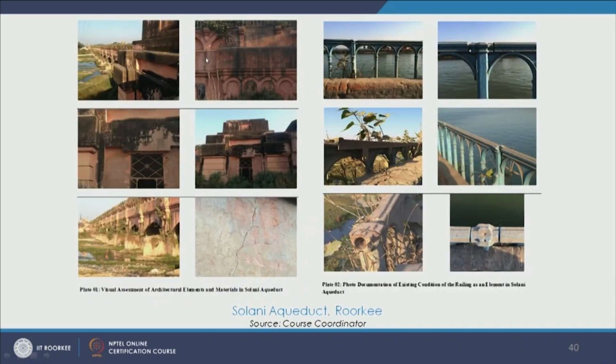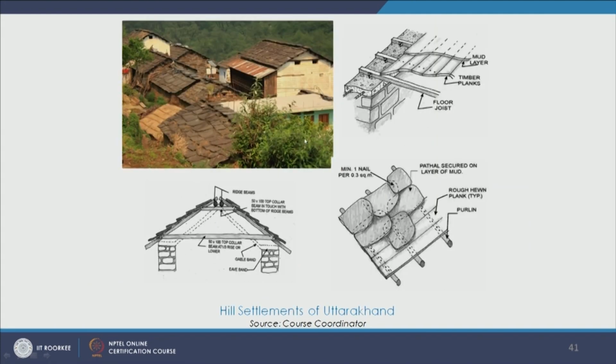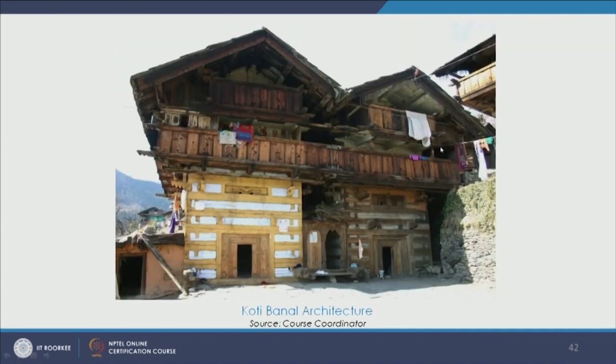We saw these very interesting pictures of Solani Aqueduct from Roorkee, and we again saw some joinery details, some metal work, the brick work. We saw some hill settlements from Uttarakhand, and we tried to understand the local materials and how they construct these built forms, especially the roof form. We also brushed up and saw a few slides on Koti Banal architecture, which we have been discussing anyway.